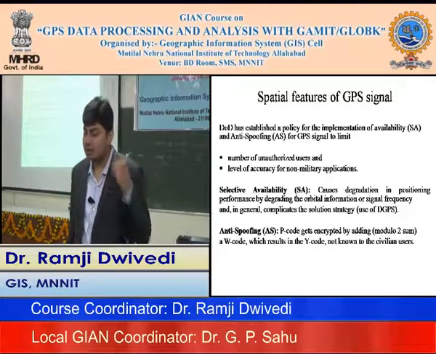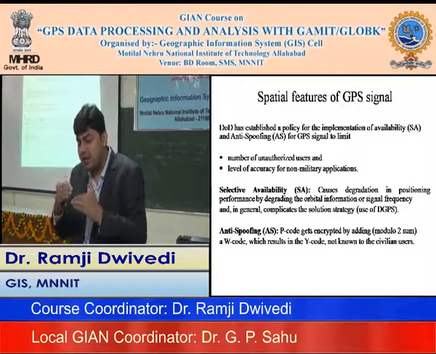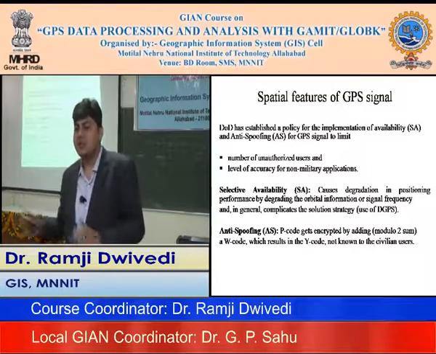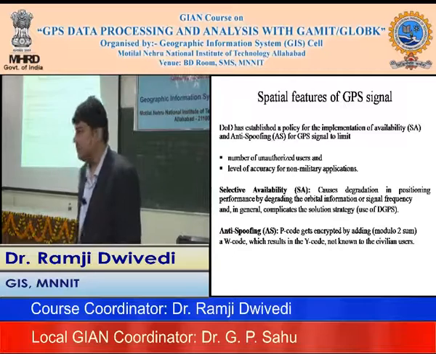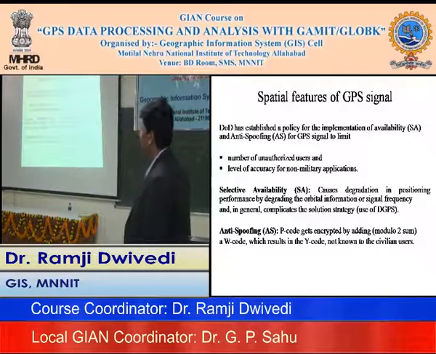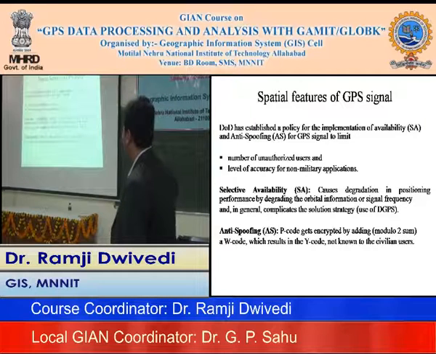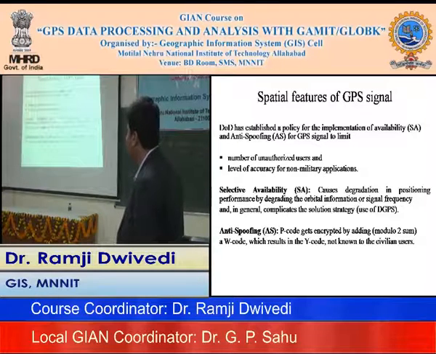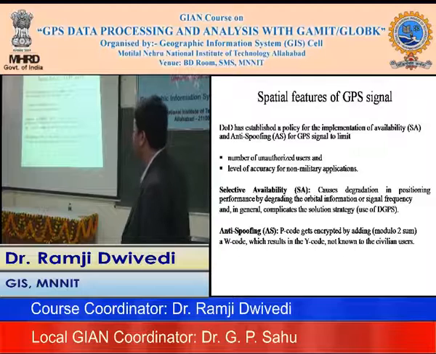So you could see that if there is a certain error in the clock, the estimation of time gets poorer, and because of which the range measurement gets affected eventually. So the unauthorized user cannot get the right information in terms of position estimate. So it causes degradation in position performance by degrading the orbital information and the signal frequency, and in general complicates the solution strategy.